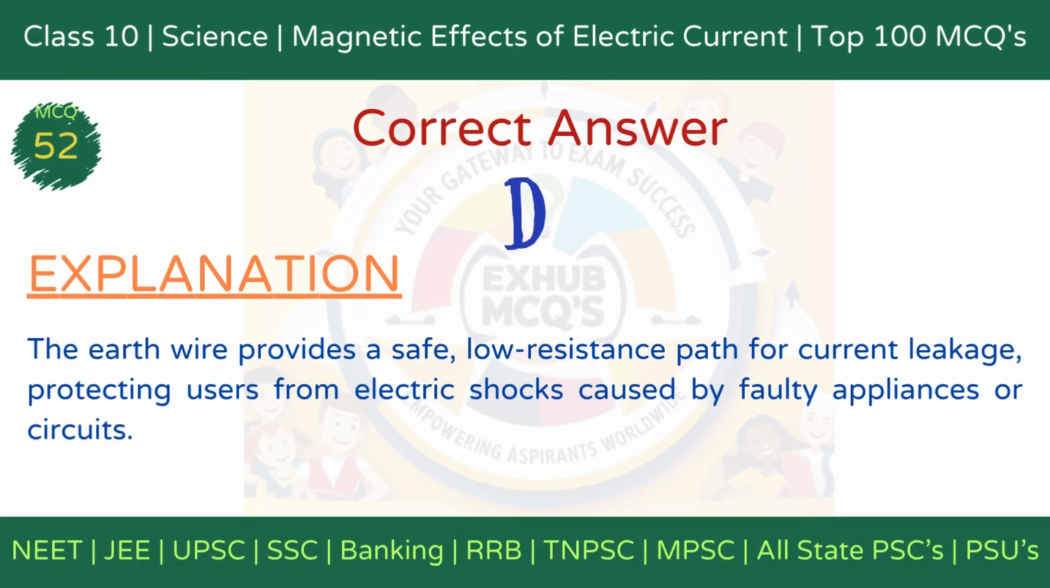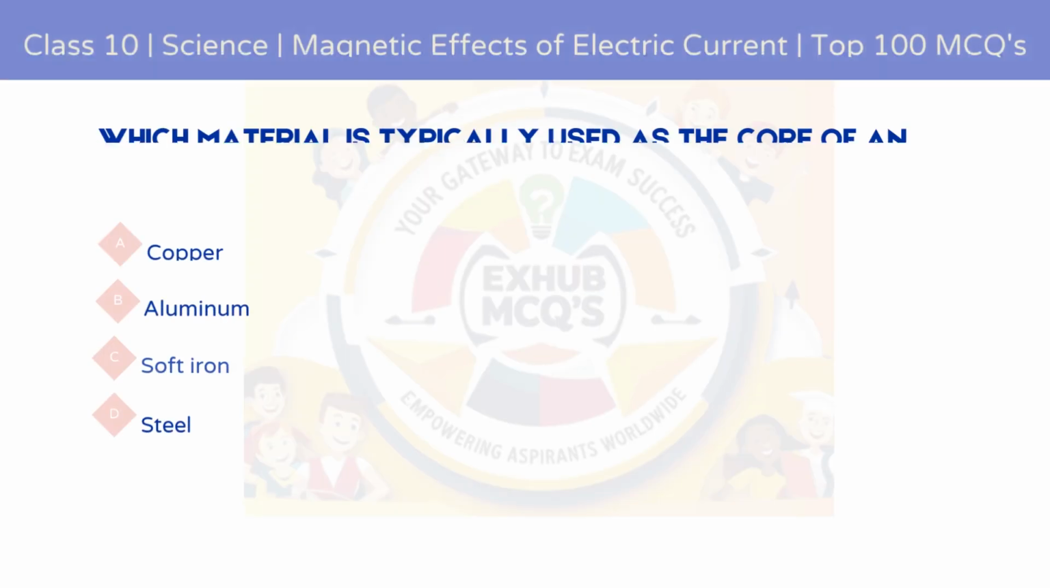The correct answer is option D, to prevent electric shocks. Explanation: the earth wire provides a safe, low-resistance path for current leakage, protecting users from electric shocks caused by faulty appliances or circuits.